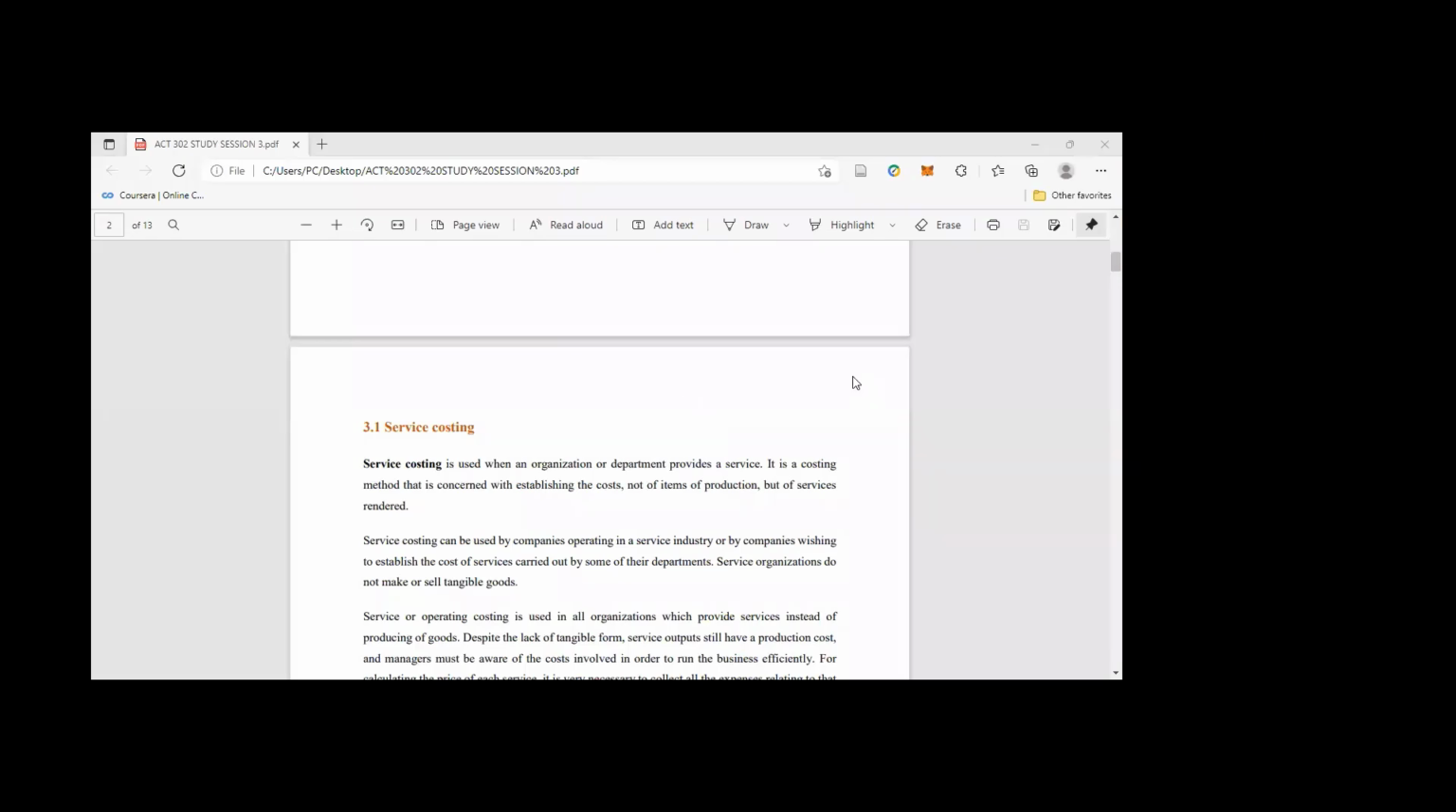Can you see the screen again? Hello, can you see my screen? We can't see your screen. Okay, this is it. Have you seen it now? Yes, you're sharing your screen now, sir.